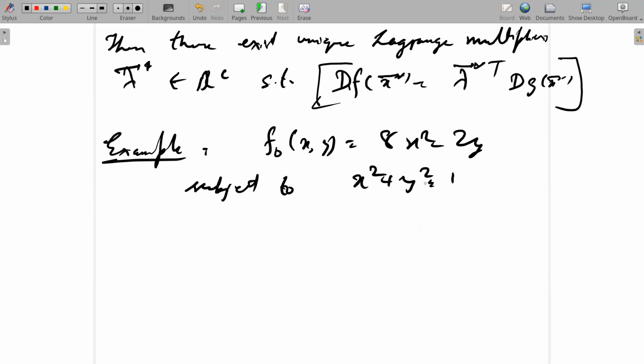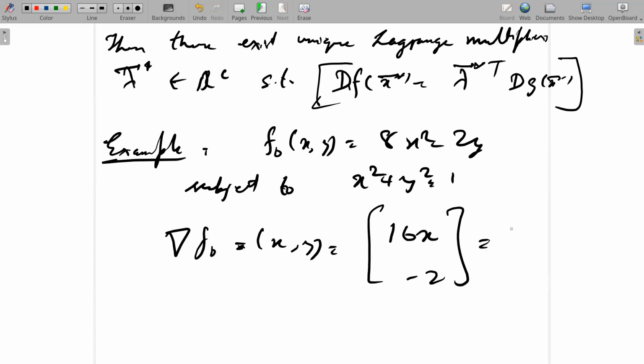So what would the method of Lagrange multipliers say? That if I want to optimize here, then I need the gradient of f. What is the gradient of f? Let's say at x, y. First of all, here I will have 16x, and here I will have a minus 2. So this must be in fact equal to some lambda. There is one constant here. And the gradient of this constraint function is 2x, 2y.